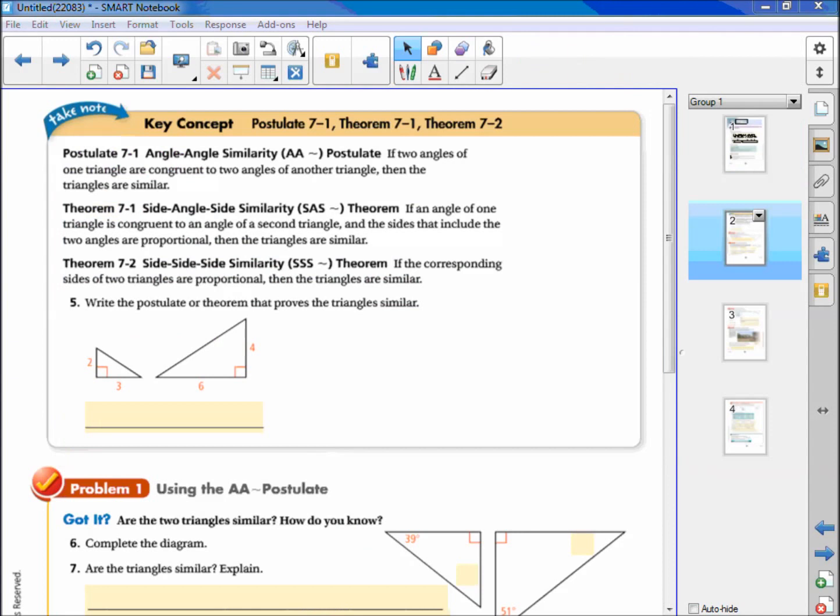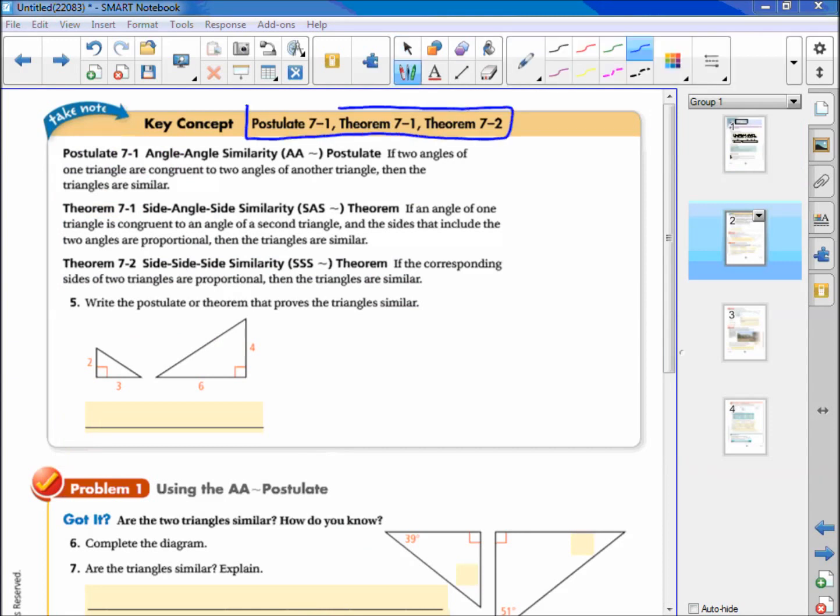Okay, on the top of page 2, we have 3 shortcuts to prove two triangles are similar. So normally, to prove two triangles are similar, we'd have to prove that all the corresponding sides are proportional, okay, and that all of the corresponding angles are congruent. So we have 3 shortcuts here that will help us do it a little bit faster. And these only work for triangles. So our first one is angle-angle similarity.